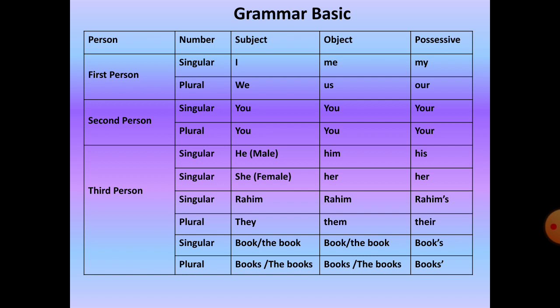Now comes the third one, the possessive. What is possessive? That means ownership, like mine, my. Look, the subject form I, the possessive form becomes my. We, our; you, your; he, his; she, her; Rohim, Rohim's; they, their, তাদের; book, books.